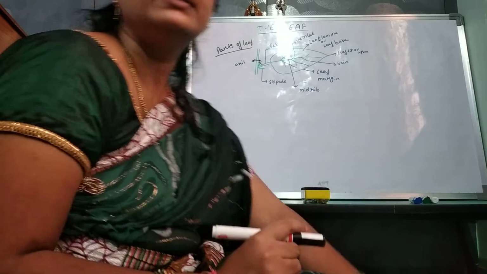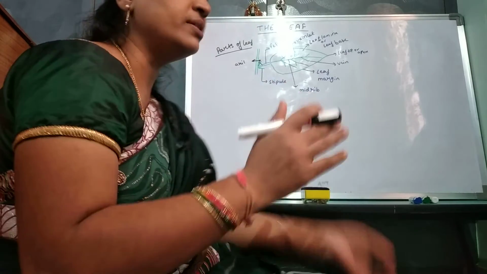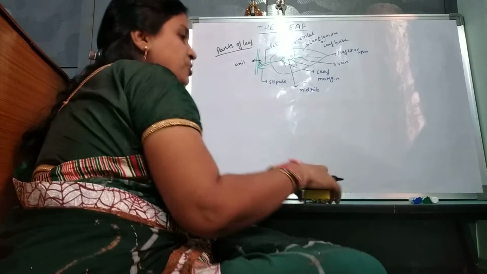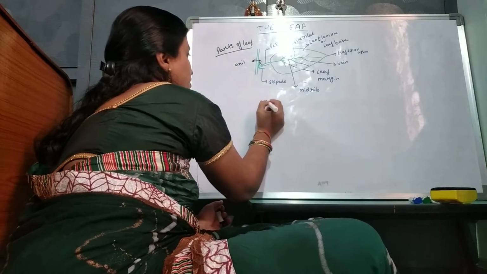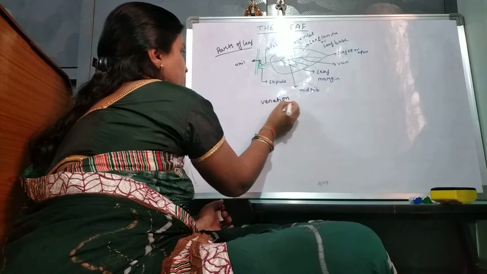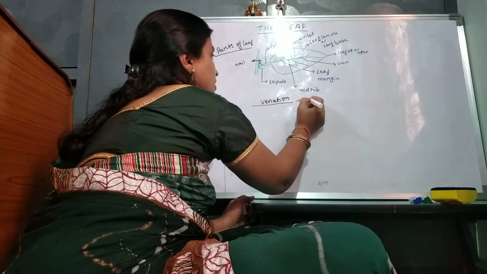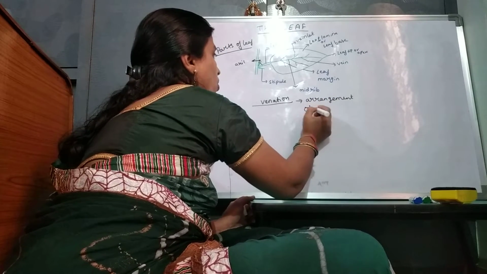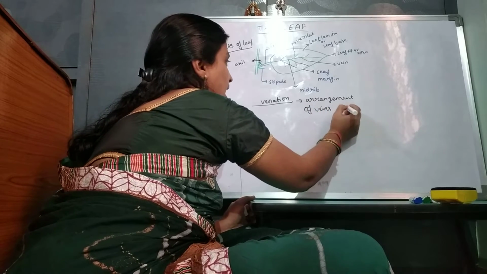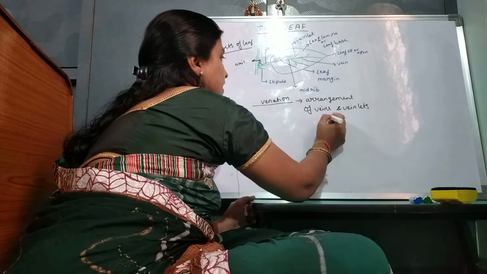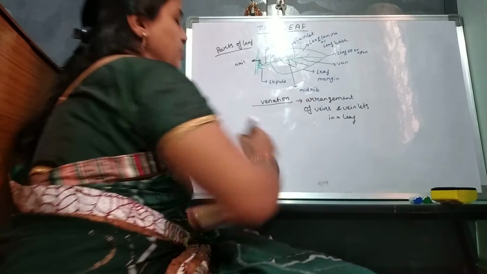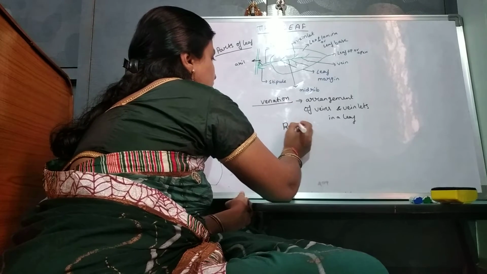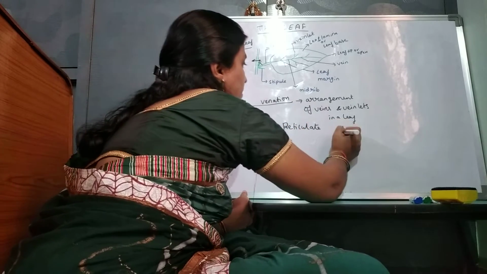Now coming on to the arrangement of veins and veinlets in the leaf. That arrangement of veins and veinlets in the leaf is called venation. Based on the venation, the leaves are of two types: reticulate venation and parallel venation.